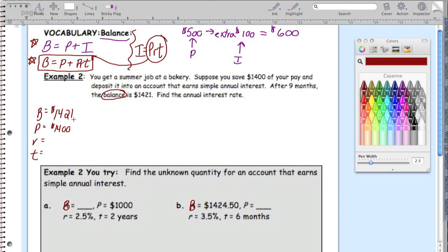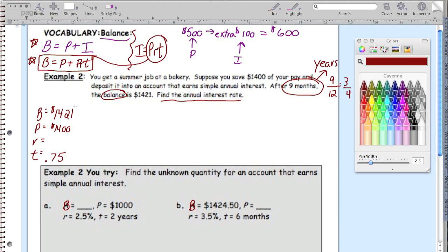My rate, I don't know, because that's what we're trying to find. Find the annual interest rate. And my time is 9 months. So we said on the other side that we need to think of this in years. So 9 months is really 9 out of 12, which is 3/4. I'm going to write that as 0.75. Since we're using calculators, let's not include fractions. You can, but decimal is sometimes easier to type without having to worry about as many parentheses.